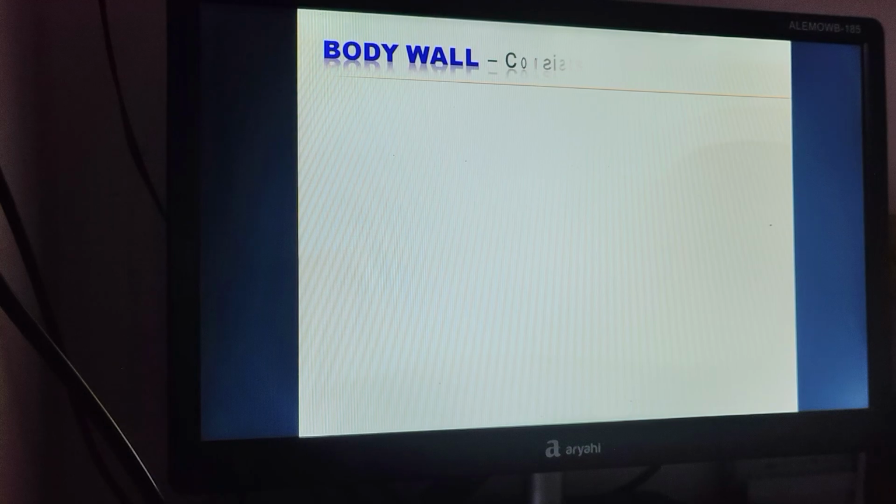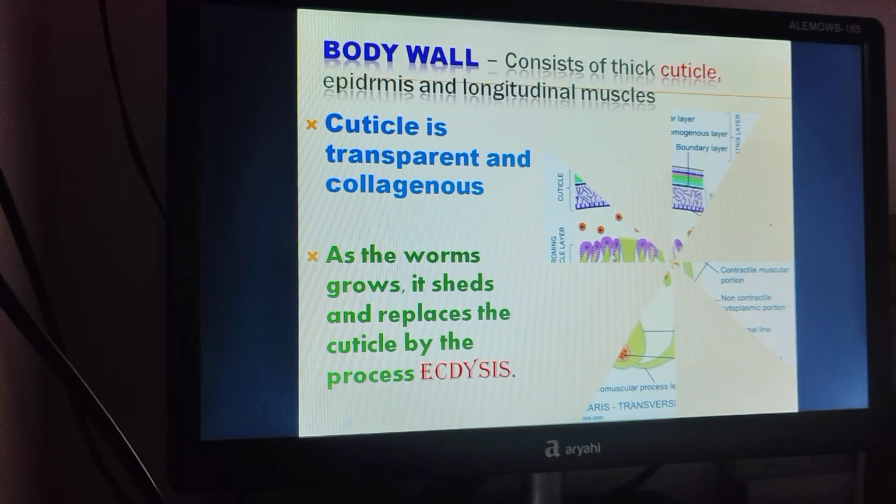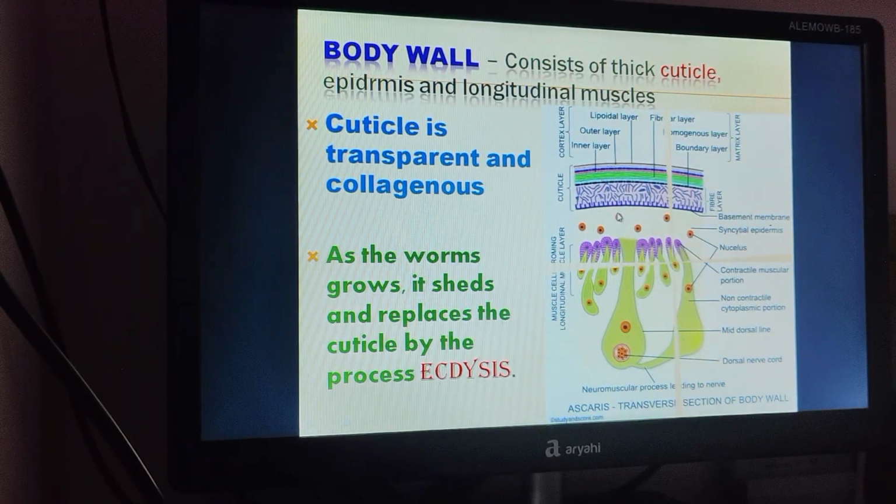Next, body wall, if you see, they are acoelomates. In the body wall, there is a cuticle along with the epidermis and longitudinal muscles. You will see here longitudinal muscles. I will show you how the longitudinal muscles will be. Cuticle is transparent and collagenous. It is made up of collagen. This is the cuticle with the epidermis, and also you can see longitudinal muscles here below the cuticle.